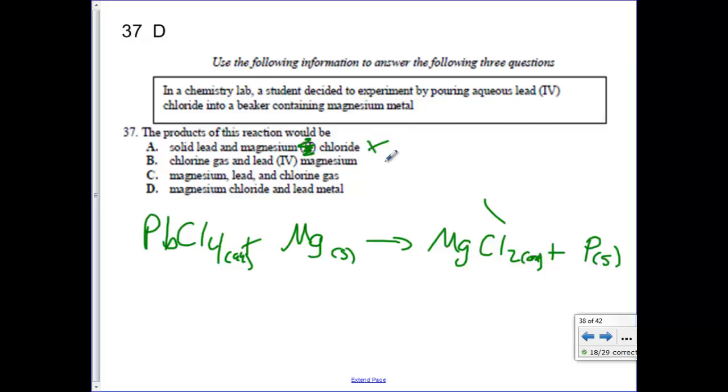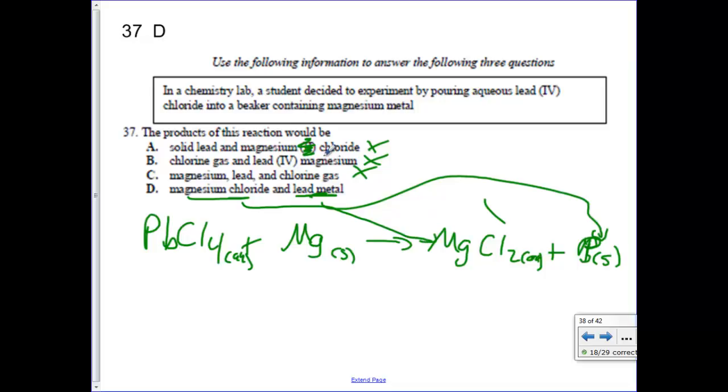Well, we don't actually need the Roman numeral, so that's why A is out. It doesn't make chlorine gas, so that one's out. It again doesn't make chlorine gas, so that one's out. This one's right. It makes lead metal, that's lead metal, Pb. And it makes magnesium chloride. A is really close. But you don't need a Roman numeral for magnesium because it only has one charge. So this answer was D.